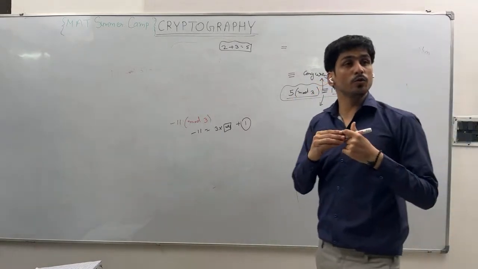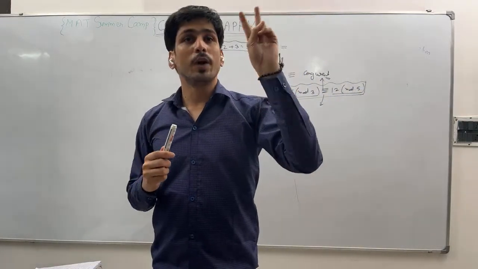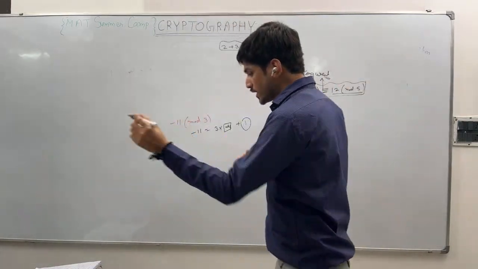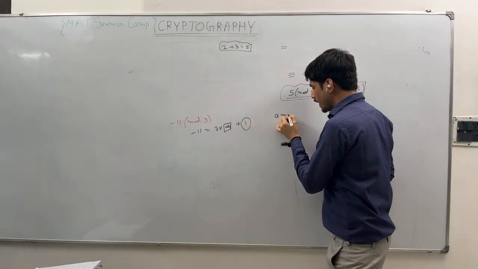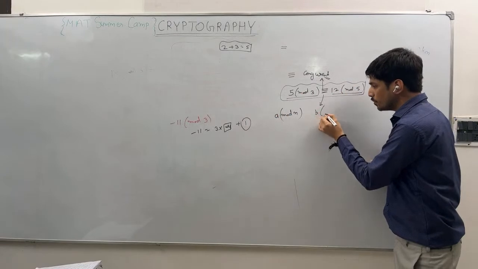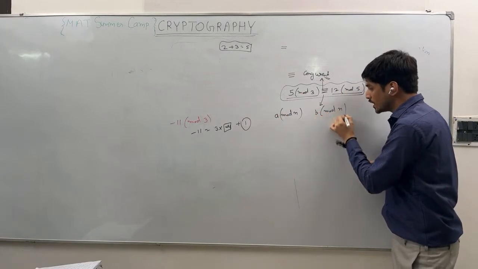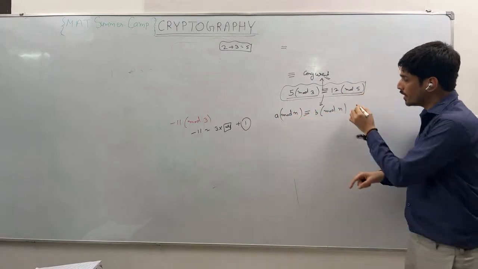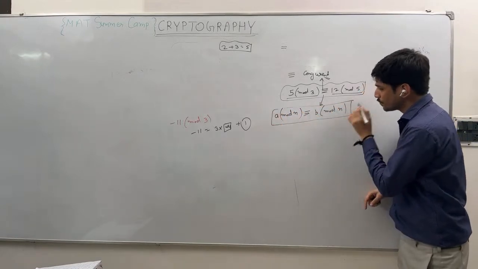When do we call two numbers congruent? When both leave the same remainder. So first of all, I'll say a mod n. Here I am talking about a, here I am talking about b. If two numbers leave the same remainder when divided by a number, then both numbers are called congruent.